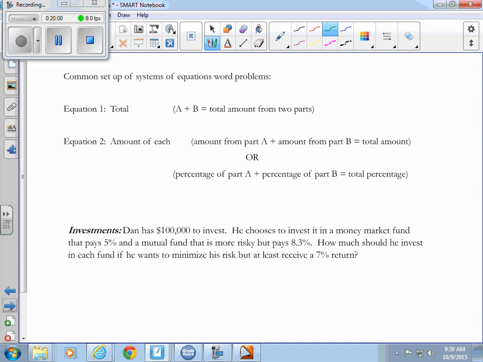And sometimes they'll give you an amount of each. An amount of A plus an amount of B equals some total amount. Like I have 3 quarters and 2 dimes, right? So 3x plus 2y or something like that. Or they could do a percentage of A plus a percentage of B equals a total percentage. So those are some common setups. You might want to write those down. We're going to do a couple more problems.